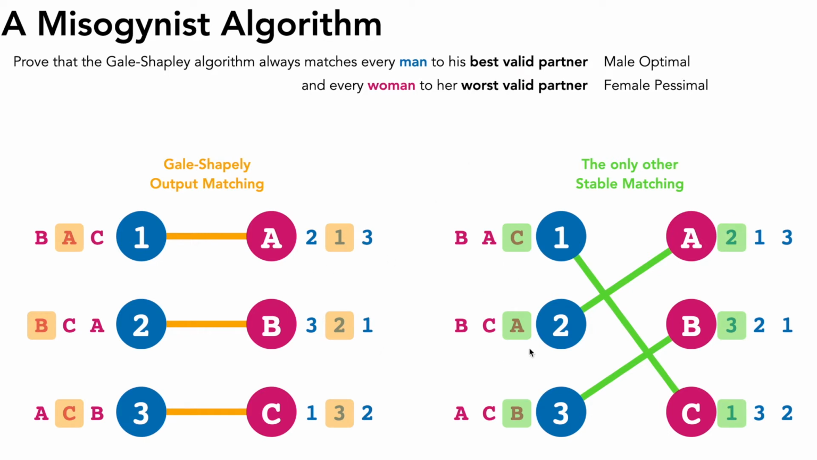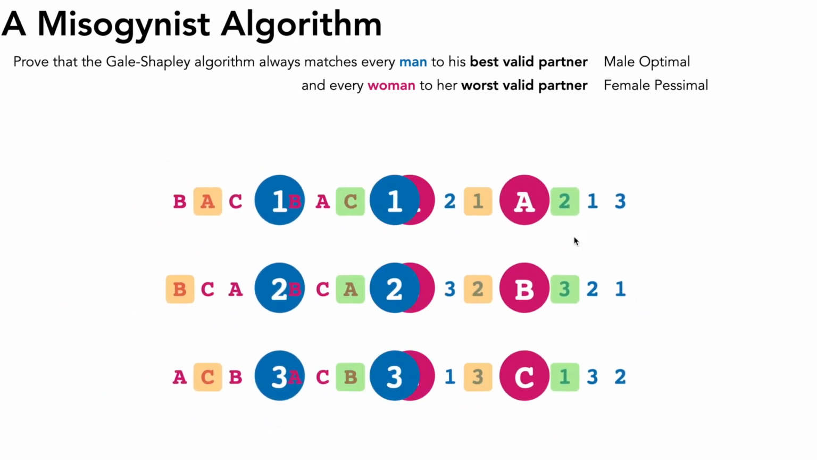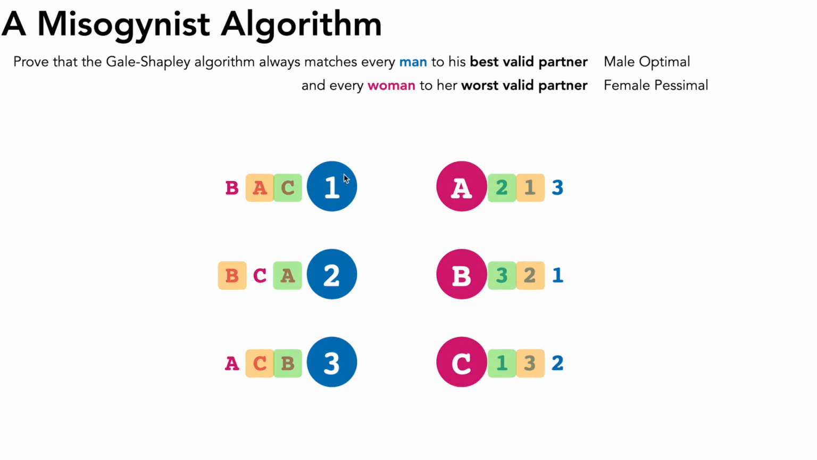So let's go ahead and overlay these two sets of valid partners on top of each other to see the total set of valid partners. From this, we can see that 1 has 2 valid partners, A and C. 2 has 2 valid partners, B and A, and so on and so forth.